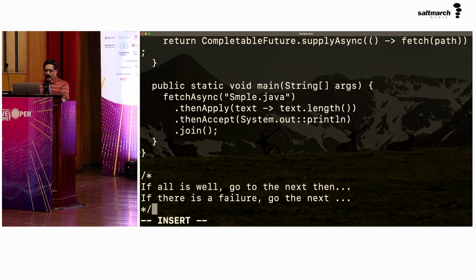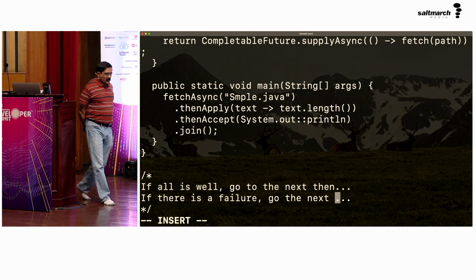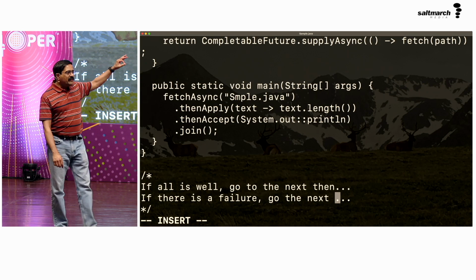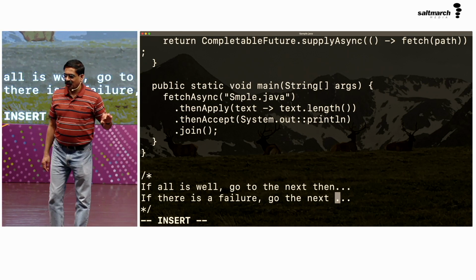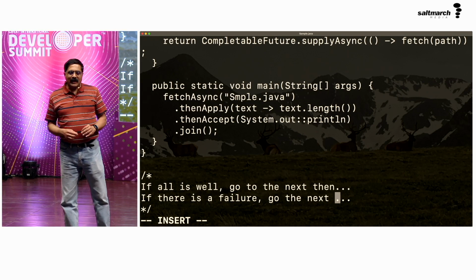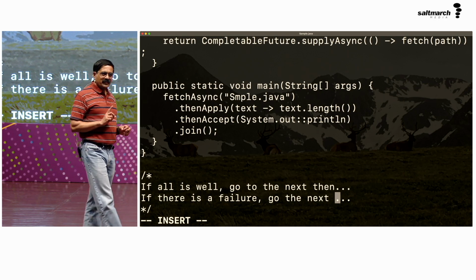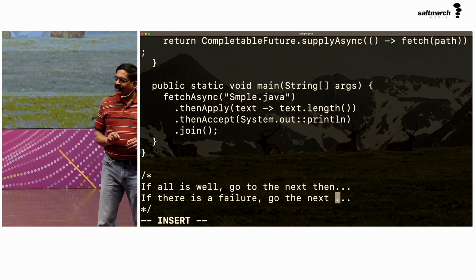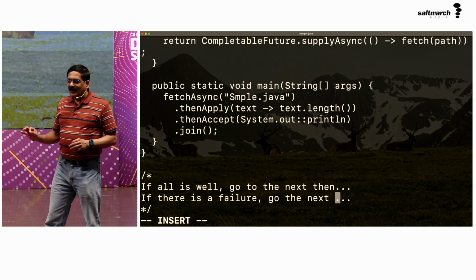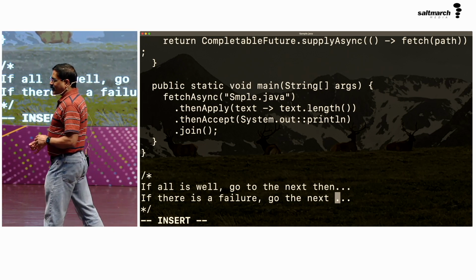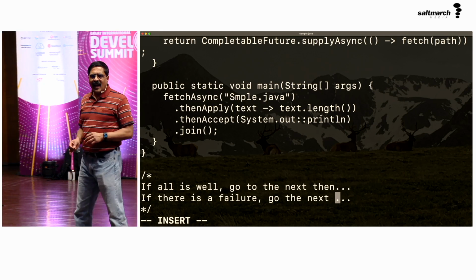By the way, the people who wrote this API have a very interesting sense of humor. If everything is good, you go to the next then. If something fails, you go to the next catch, right? Because what do you do when there's an exception? You catch it. But they thought we shouldn't call it catch. They decided to give it a very fantastic name. They said exceptionally. What does exceptionally mean? Something really failed and you're trying to deal with it.